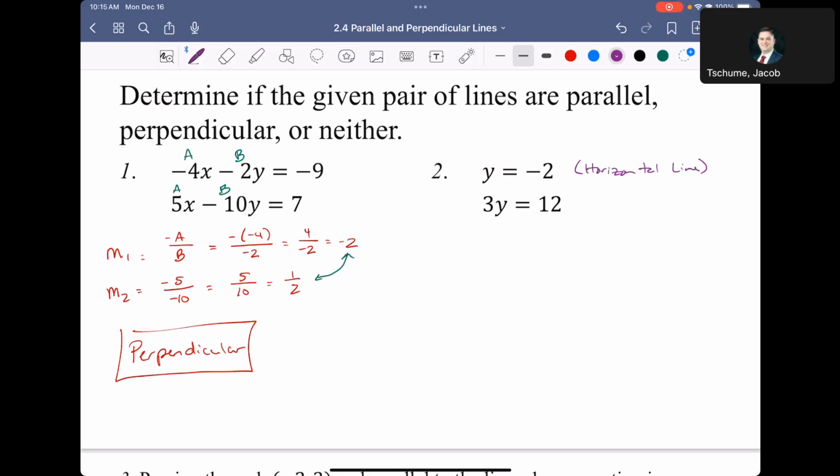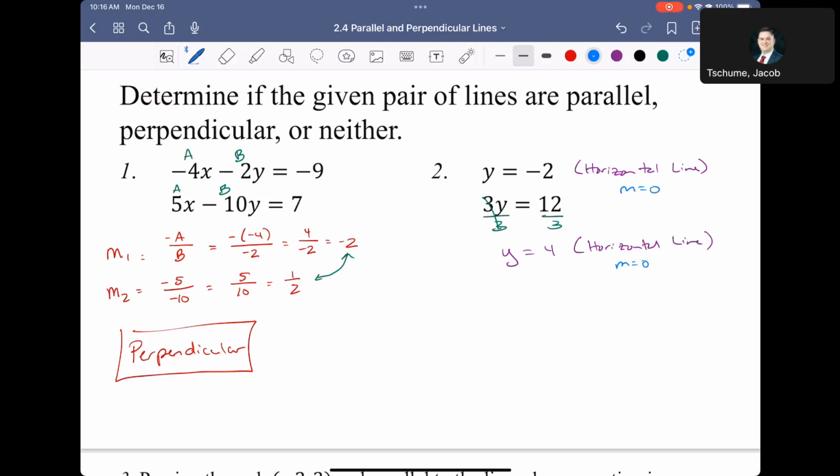Similarly, if you look at the second one where it says 3y equals 12, even if you were to divide both sides by 3 to get the y by itself, you would get y equals 4, which also fits the form of a horizontal line that we talked about in section 2.3. Now, since both of these lines are horizontal, what you also might remember from our talk about horizontal lines is that a horizontal line always has a slope of 0.